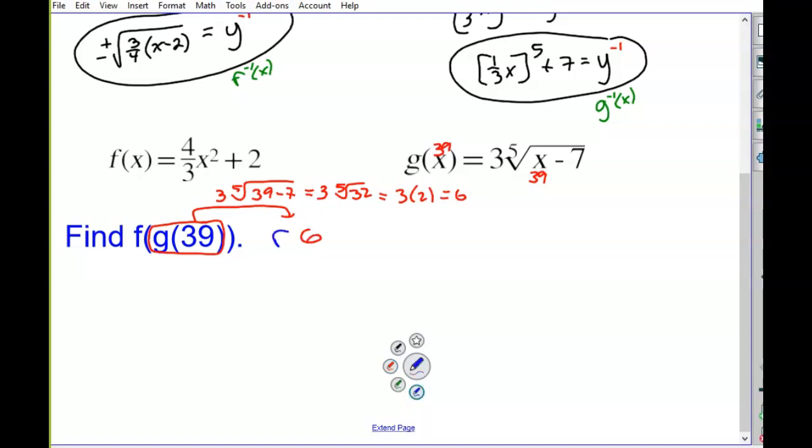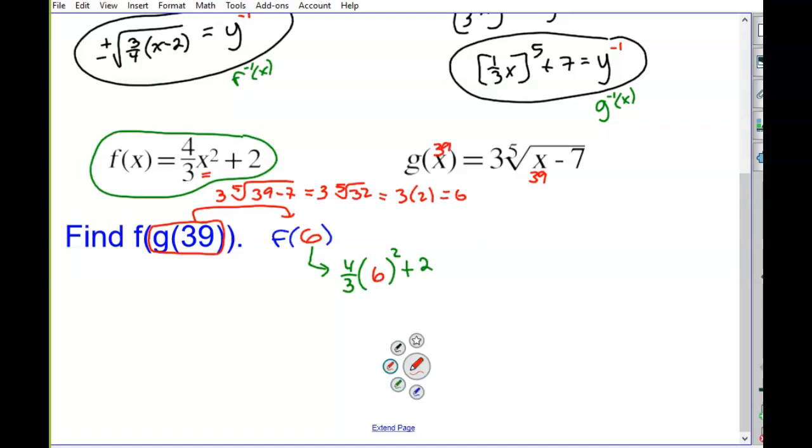But notice, I didn't do anything with f. Right? F is the outside function. So now I have to apply f of 6, which is just telling me to take the equation f and let's plug 6 into it. There we go. So 4/3 x squared plus 2, but now we're plugging 6 in for x.